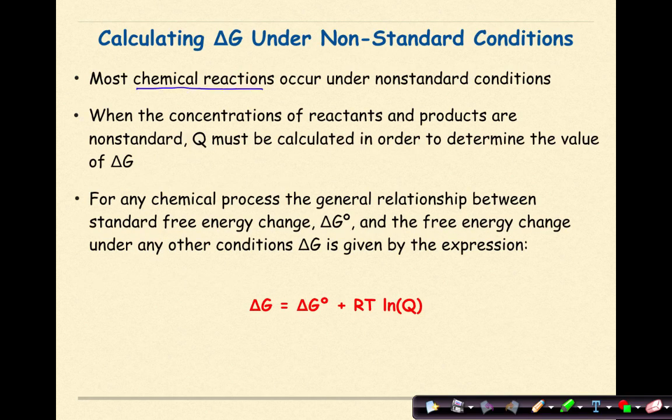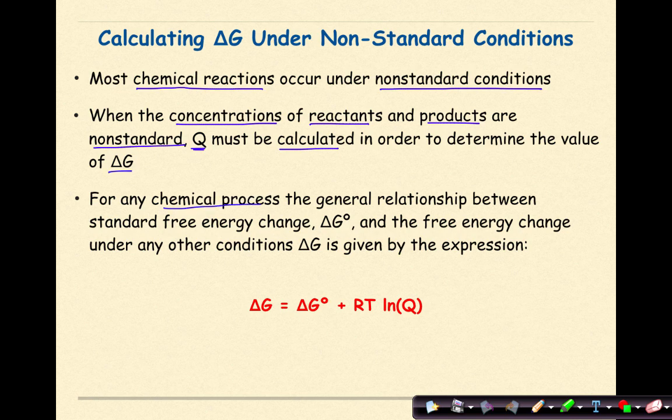Most chemical reactions occur under non-standard conditions. Go figure. When the concentrations, molarities, of reactants and products are non-standard, Q, which we know is the reaction quotient, must be calculated in order to determine the value of delta G.